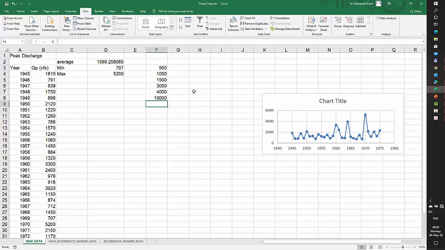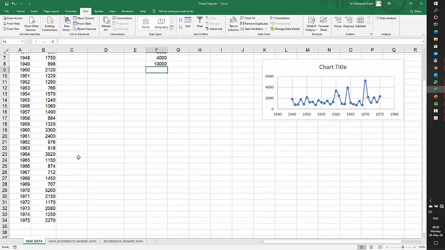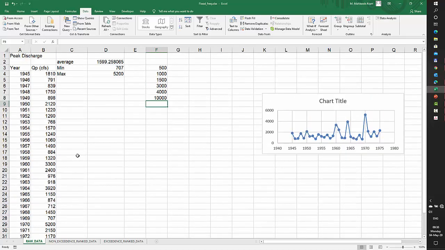I'd like Excel to tell me how many times, between all these values that I have, there were values between 500 and 1000, how many times I had a value between 1000 and 1500 cubic feet per second, and so on and so forth. So this would be the bin that I would be giving to Excel to use in calculating the histogram.